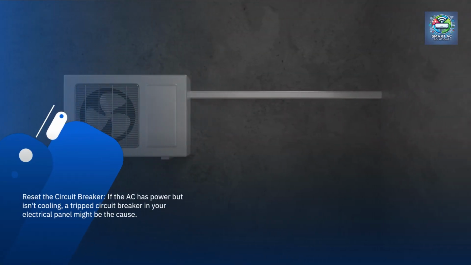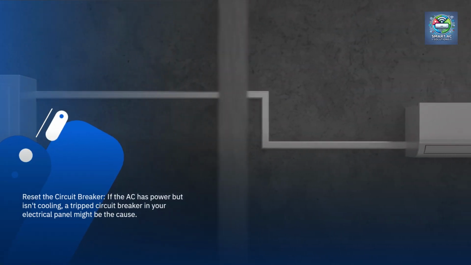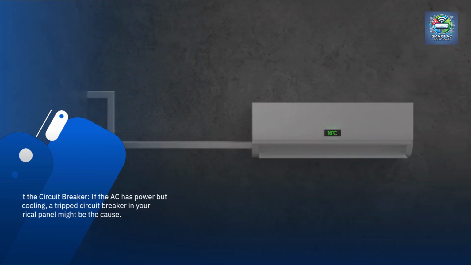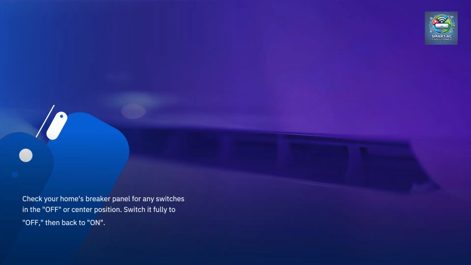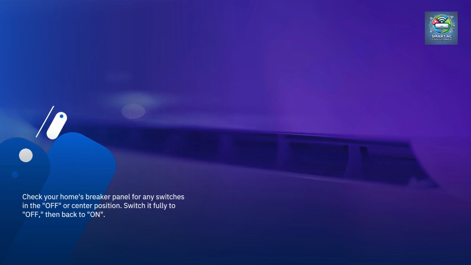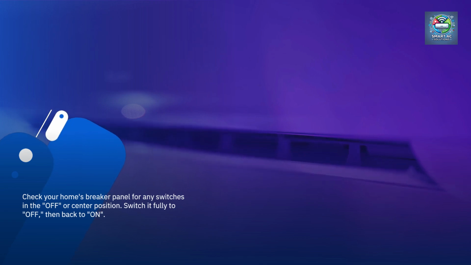Reset the circuit breaker. If the AC has power but isn't cooling, a tripped circuit breaker in your electrical panel might be the cause. Check your home's breaker panel for any switches in the off or center position. Switch it fully to off, then back to on.